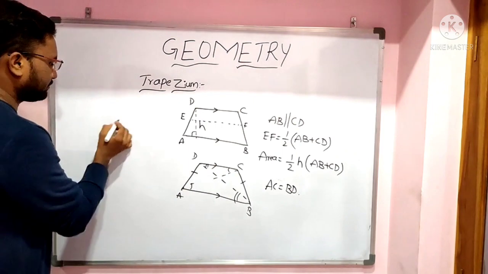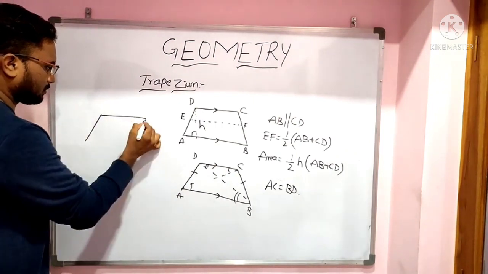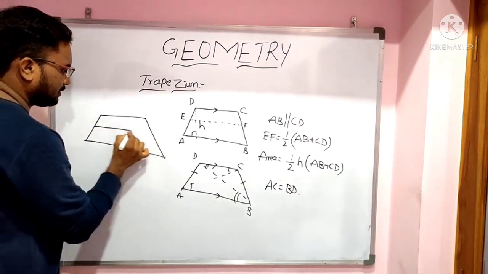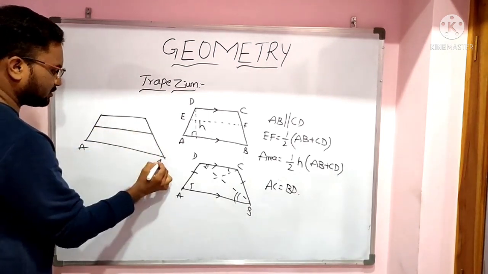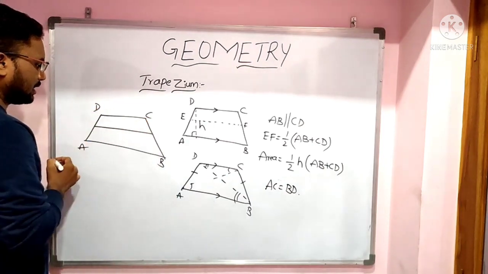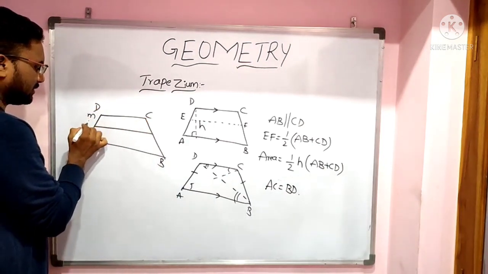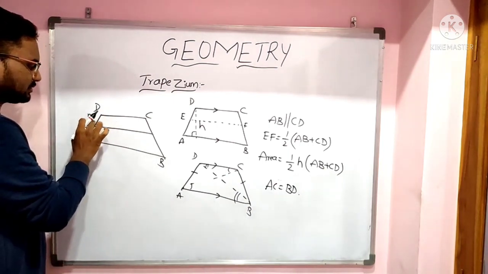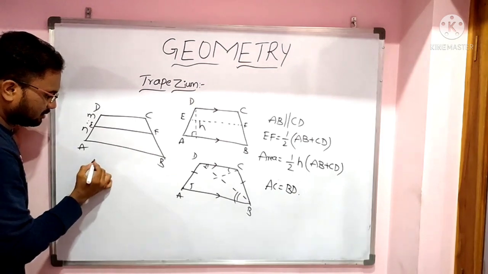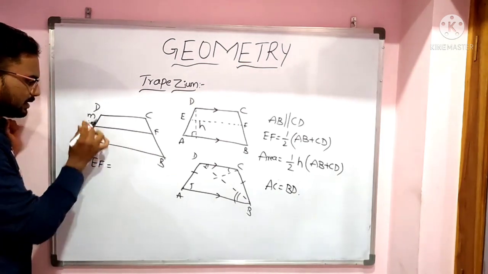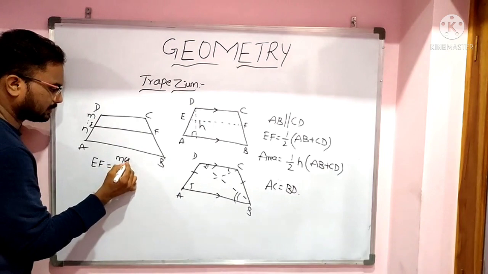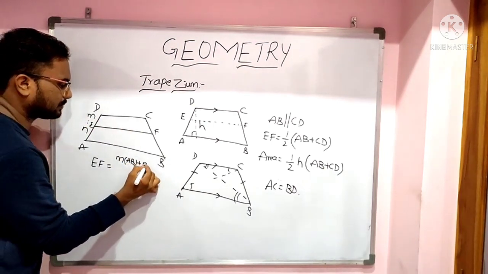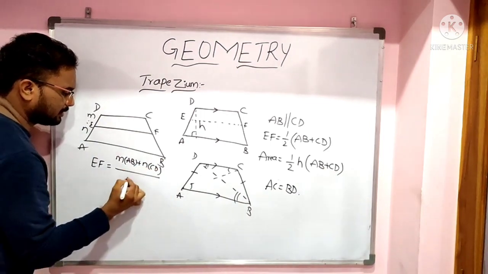And in a trapezium, if a line is joined between the non-parallel sides and it divides the sides in the ratio m:n, then length of EF equal to m into AB plus n into CD by m plus n.